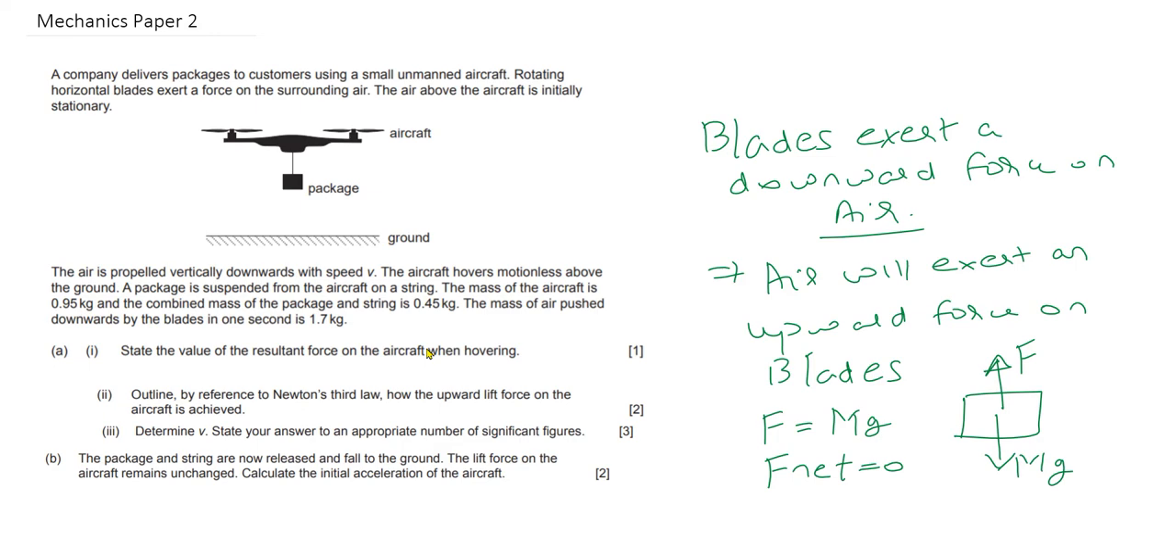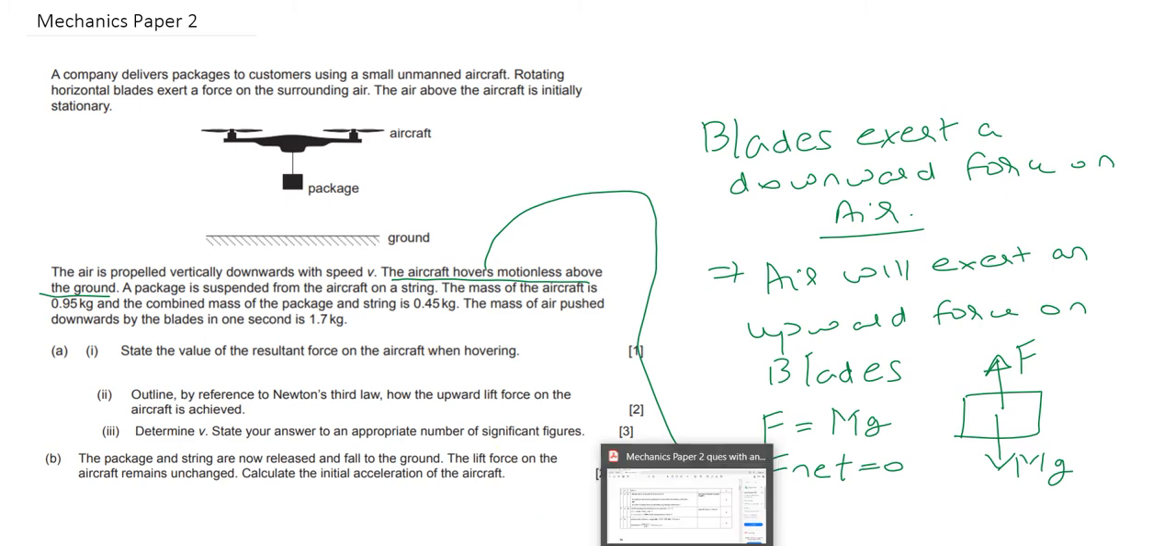So when it states that the aircraft is hovering motionless above the ground, from here this should be a deduction that the net force is equal to 0. Getting it? Alright, so just read the third part. Let's see what could be done in this.